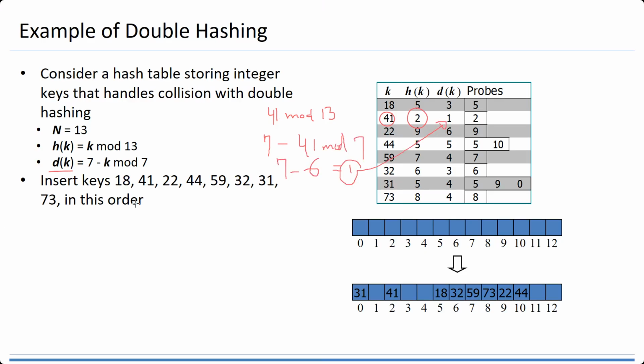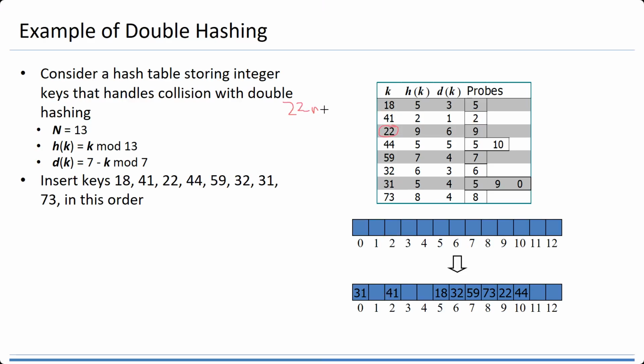Now we check. What about the position index 2? Okay, in the index 2, nothing. So we put the 41 in the index 2. Next, we go to the position, the key equals 22.